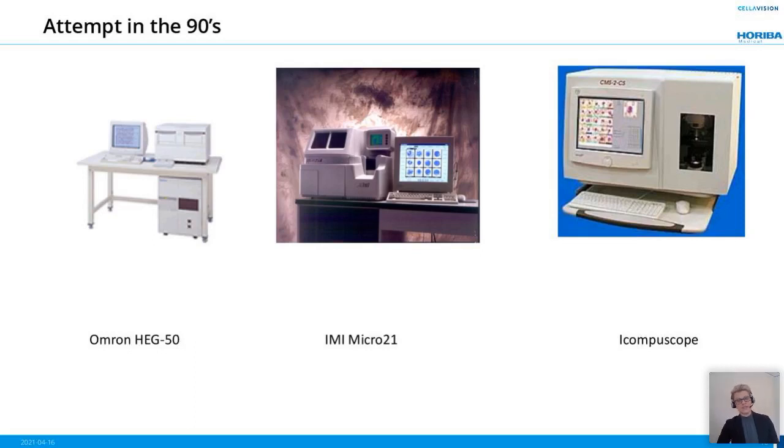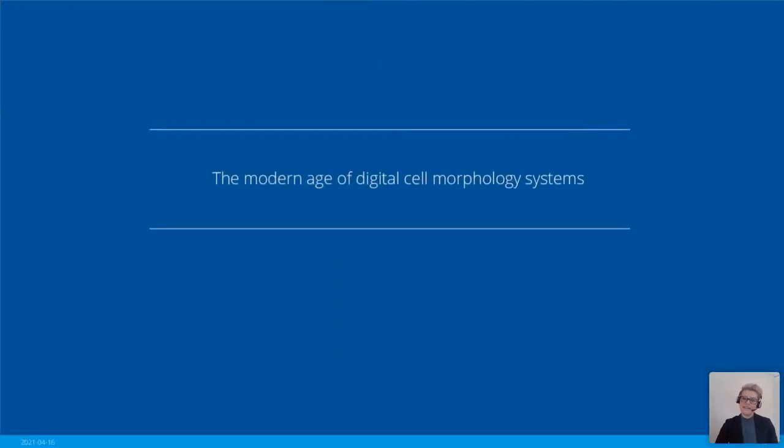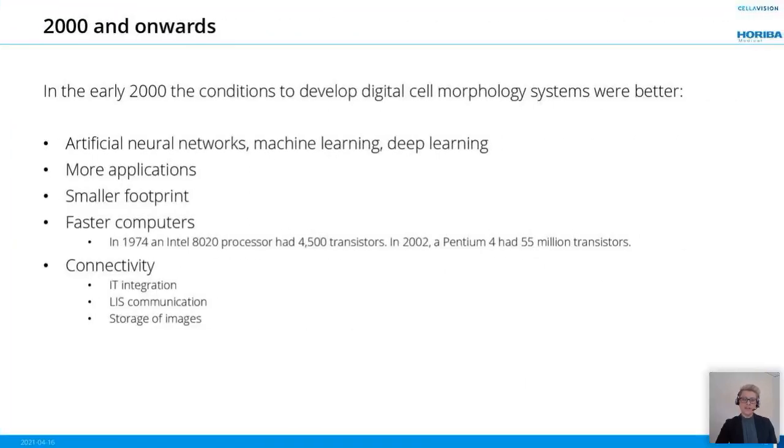So that was just a slight go through of the attempts that were done in the 70s, 80s, and 90s. And that leads us on to the modern age of digital cell morphology systems. Where are we now? In the early 2000s, the attempts to try and develop things were a bit easier because the conditions surrounding digital cell morphology were improved quite a lot.